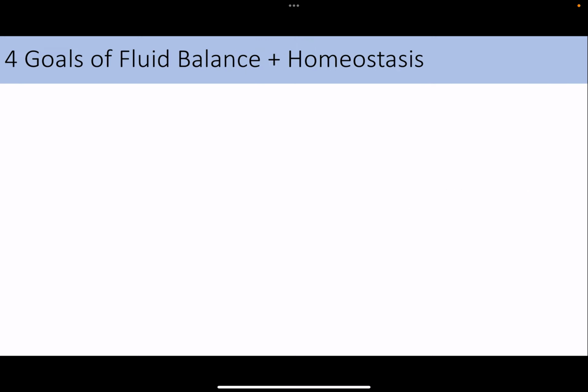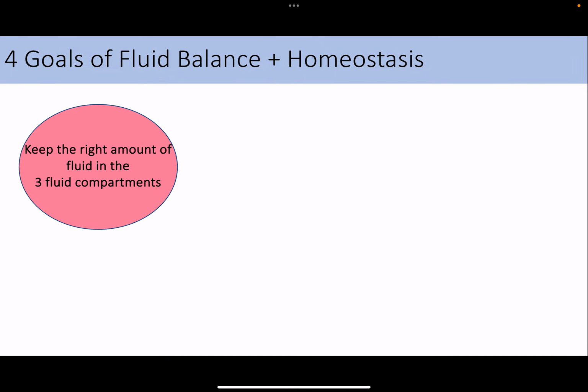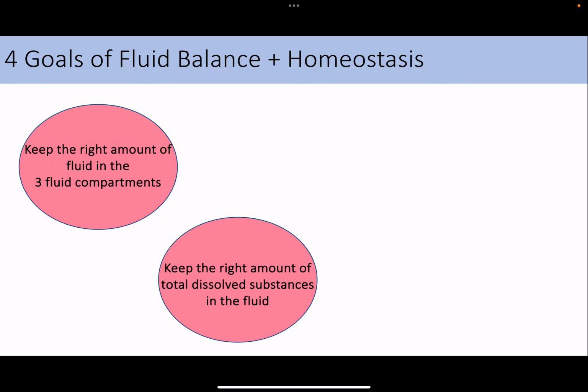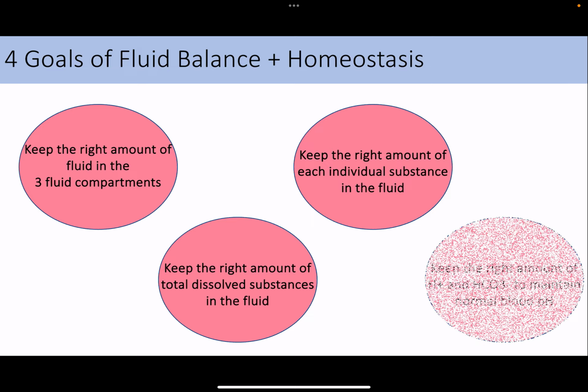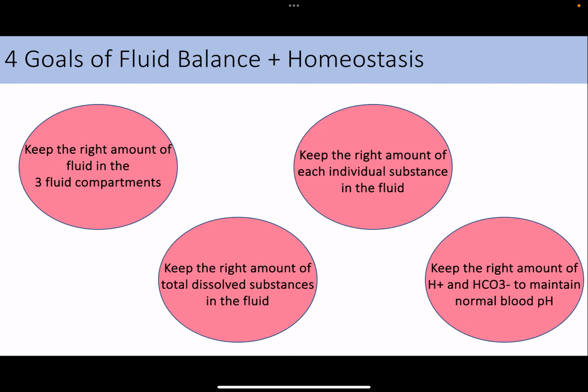So the 4 goals of fluid balance and homeostasis are: 1, keep the right amount of fluid in the 3 fluid compartments. We need to keep the right amount of total dissolved substances in that fluid. We need to keep the right amount of each individual substance in the fluid as well. And then keep the right amount of hydrogen ions and bicarbonate ions in order to maintain a normal blood pH.